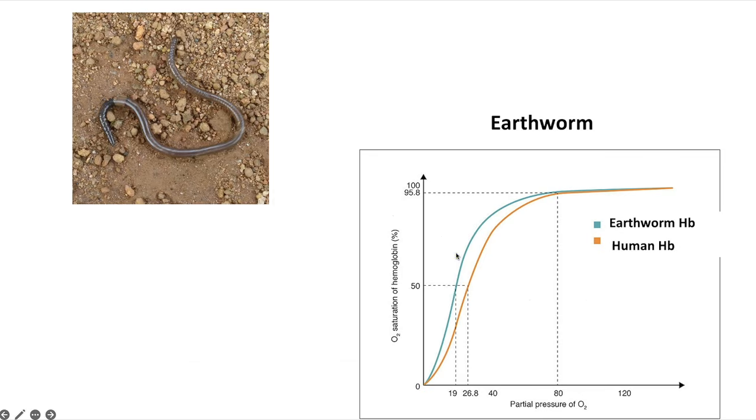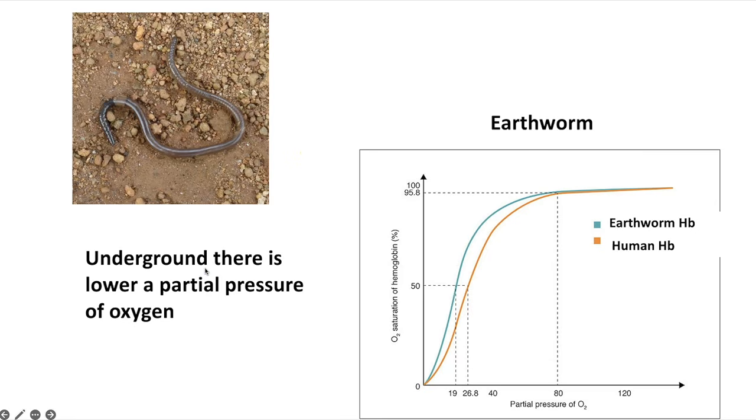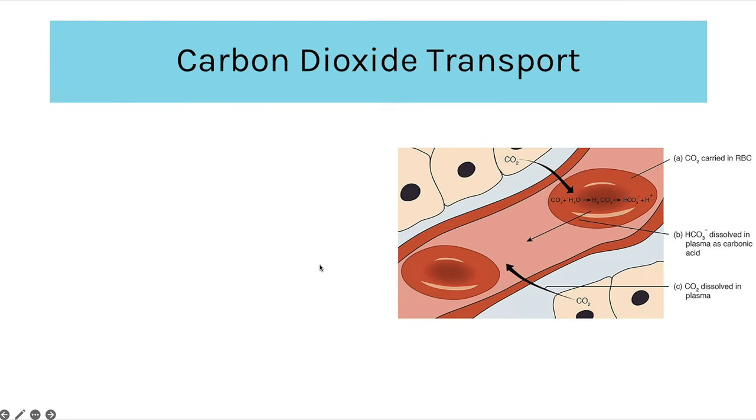Earthworms and other organisms that might burrow and live underground, or it could be deep diving animals, are at lower partial pressures of oxygen in their environment. So they need to have a higher affinity, so the curve is shifted to the left, so that even in those low partial pressure environments, the hemoglobin can still become saturated with oxygen.